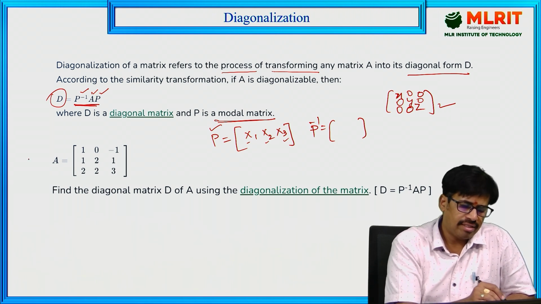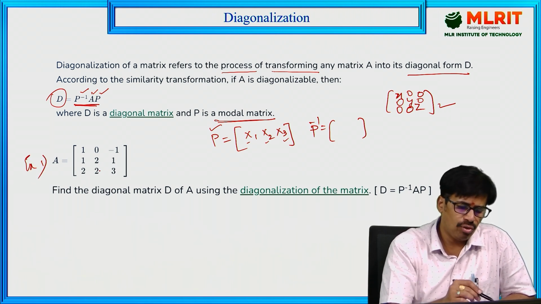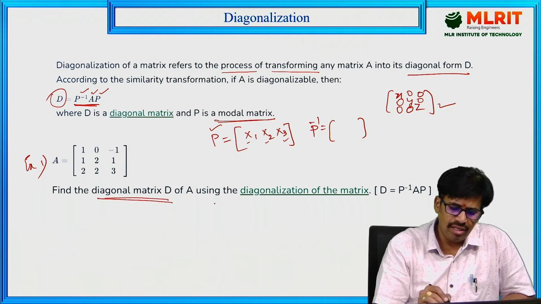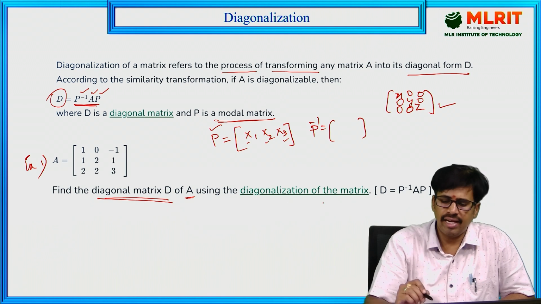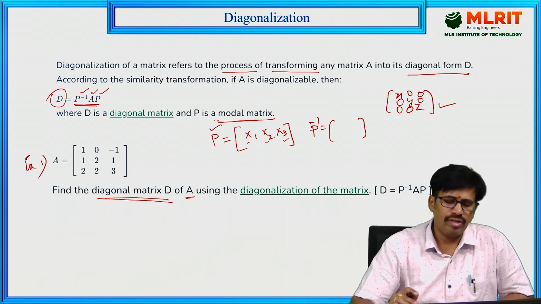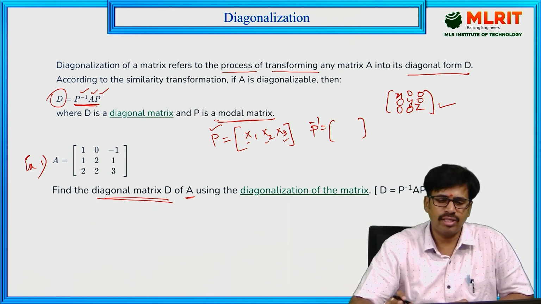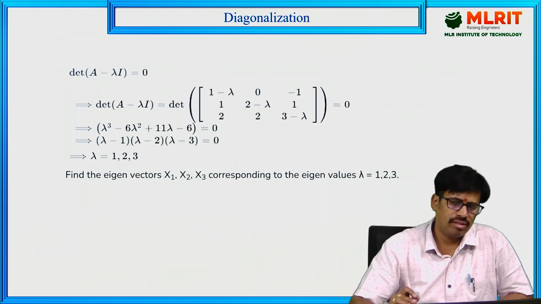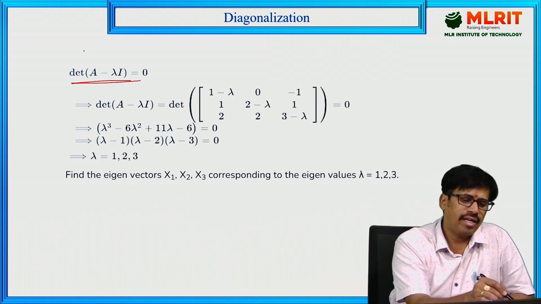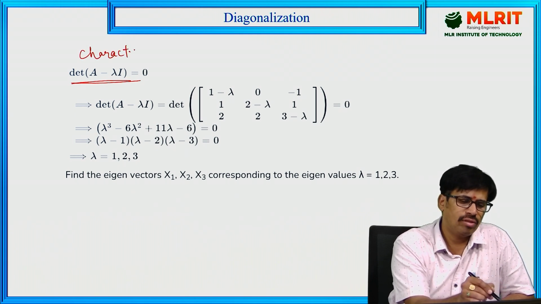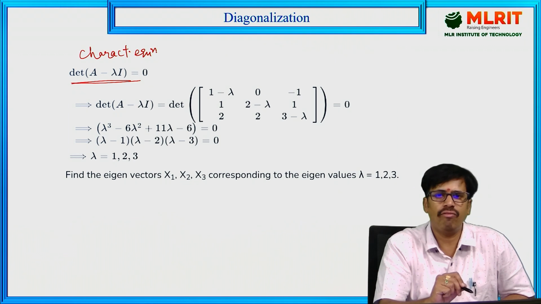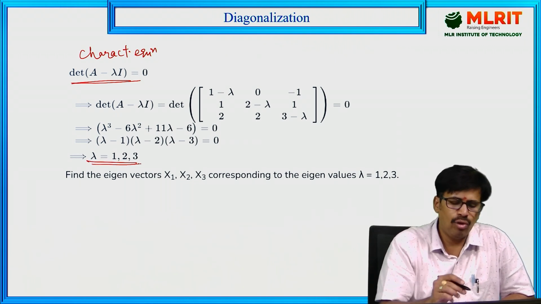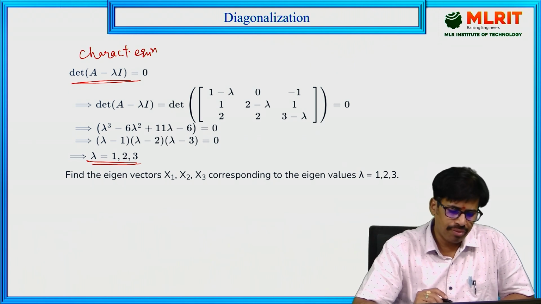Let us see an example. If A equals 1 0 minus 1, 1 2 1, 2 2 3, find the diagonal matrix D of the matrix A using diagonalization of a matrix. So first let us find the eigenvalues and corresponding eigenvectors. Last class we have seen how to find the eigenvalues of the given matrix. This is the characteristic equation to find the eigenvalues: determinant of A minus lambda I equal to 0. On simplifying this, we get 3 eigenvalues, lambda equal to 1, 2, 3.